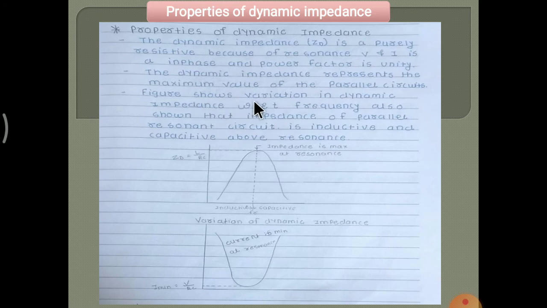The figure shows the variation in dynamic impedance with respect to frequency. It shows that the impedance of the parallel resonance circuit is inductive below resonance and capacitive above resonance.